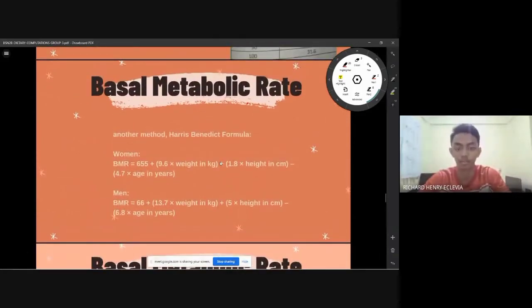Pwede rin to ang Harris-Benedict formula sa pagkuha ng BMR, pero ginamit natin yung isa kanina kasi mas madali yun. Ayan yung formula. Same lang na makukuha.